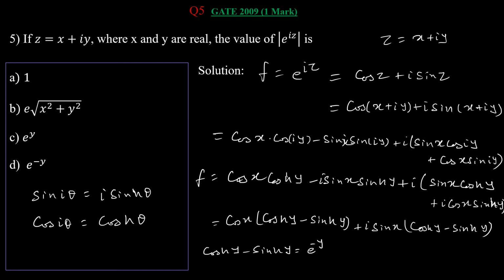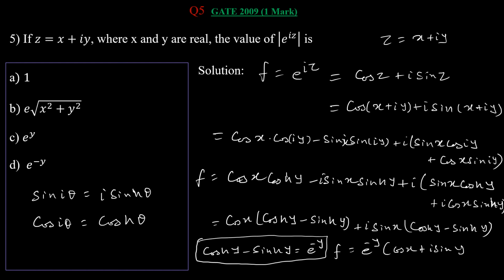So your f will be e to the power minus y into cos x plus i sin x. Now if you take the mod value of f, it will be 1, and it will be e to the power minus y only, into 1, that we can write e to the power minus y. So your option D is the correct answer. So this is one way to solve. I will share here another way to solve this question.